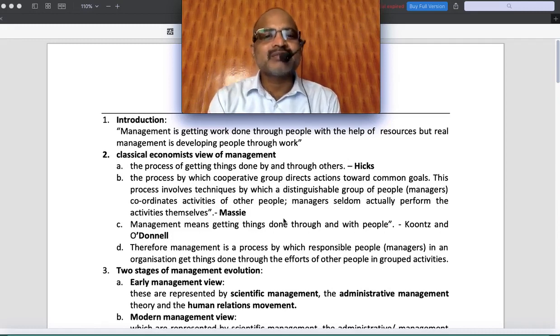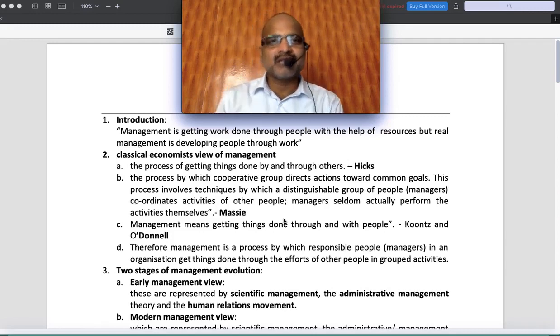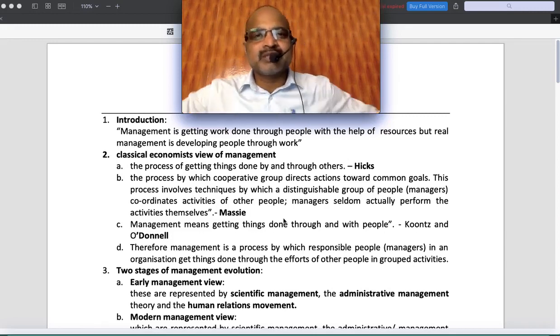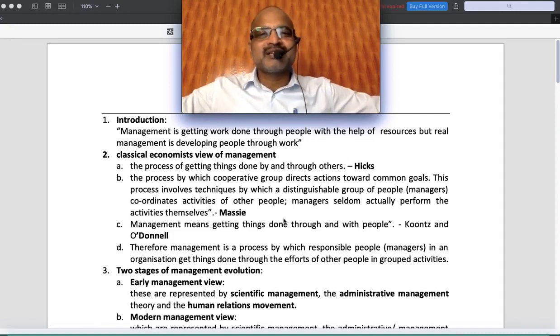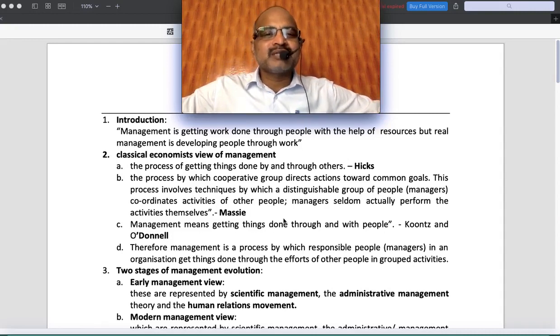This material which I'm showing you on the screen is going to be shared with you, and you can take a printout if you have an option to. If you don't, you can definitely go out and take a printout, and make sure that you listen. This is a modified note specially for the sake of revision of management. Those who are writing in September, this will help you a lot.